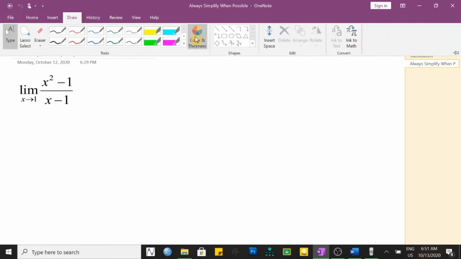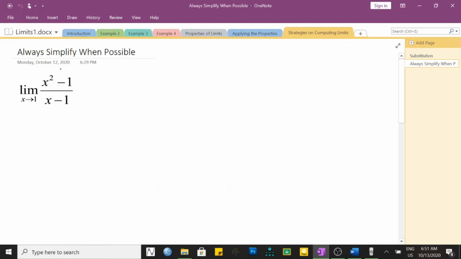Another strategy that we can apply is by simplifying first our function, especially for the case of rational functions. So we have x squared minus 1 all over x minus 1. We are going to identify the limit of that function as x approaches 1. We cannot apply substitution here because upon substitution, we would have an indeterminate form. We would have 0 over 0. Substituting 1 to this expression here would give us an indeterminate form, so we cannot really apply substitution. But if we simplify it first before applying substitution, we can actually identify the correct limit.